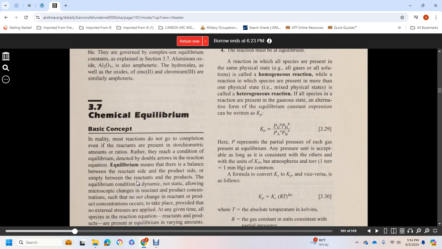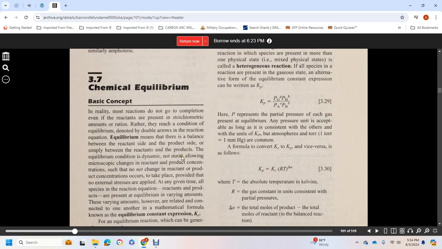3.7, the chemical equilibrium basic concept. In reality, most reactions do not go to completion even when the reactants are present in stoichiometric amounts. Rather, they reach a conditional equilibrium, denoted with the double arrows in the reaction equation. Equilibrium means there is a balance between the reactant side and the product side. The equilibrium is dynamic, not static, allowing microscopic change of reactants and products.